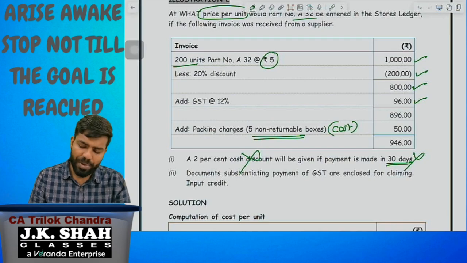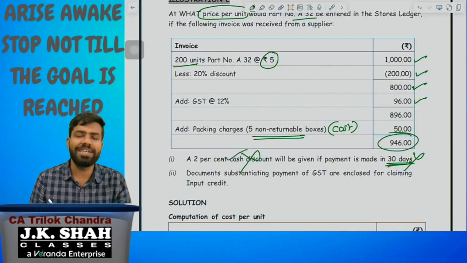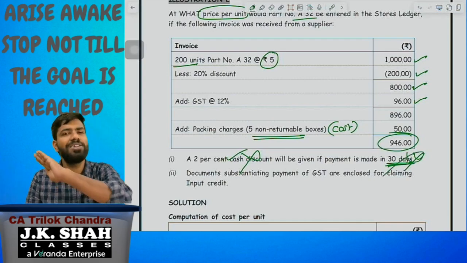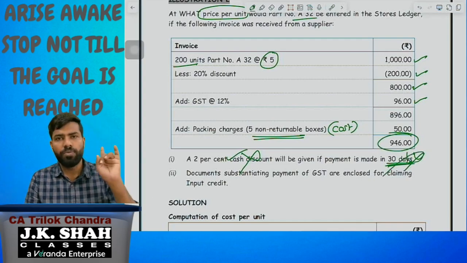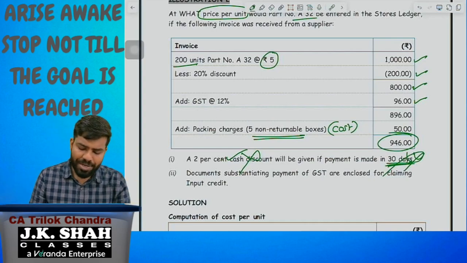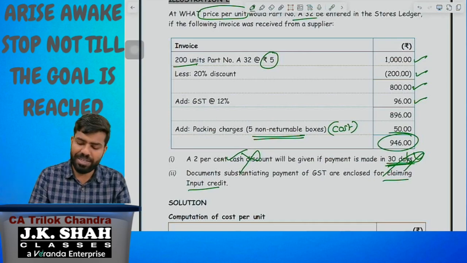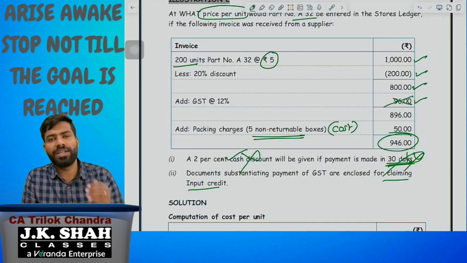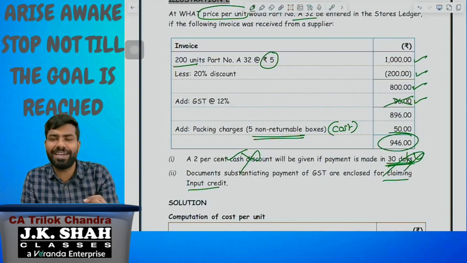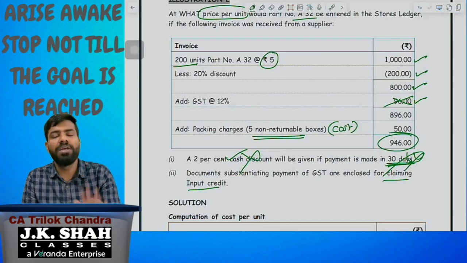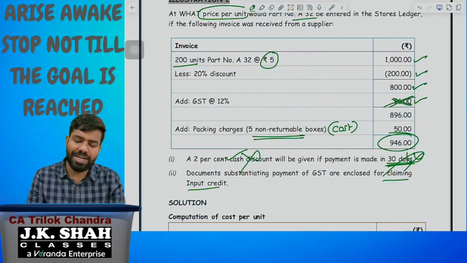See, totally we need to pay 946 rupees. Now what they're mentioning is, if you pay within 30 days, they'll give the cash discount. No need to consider that cash discount because it will not be allowed. Number two, documents substantiating payment of GST are enclosed for claiming input tax credit. So the company can claim the ITC. If the company can claim the ITC, no need to consider this 96.